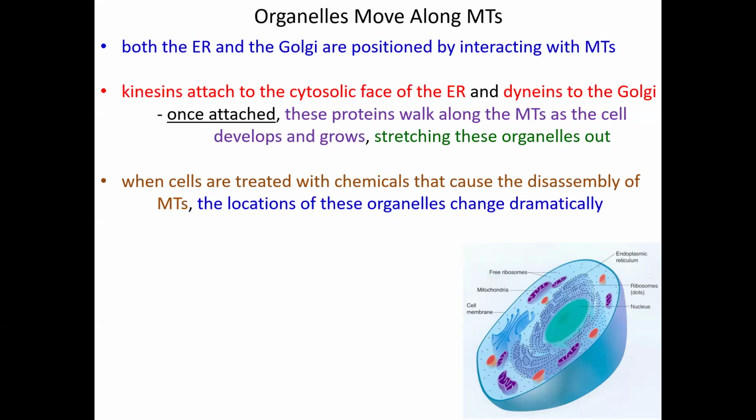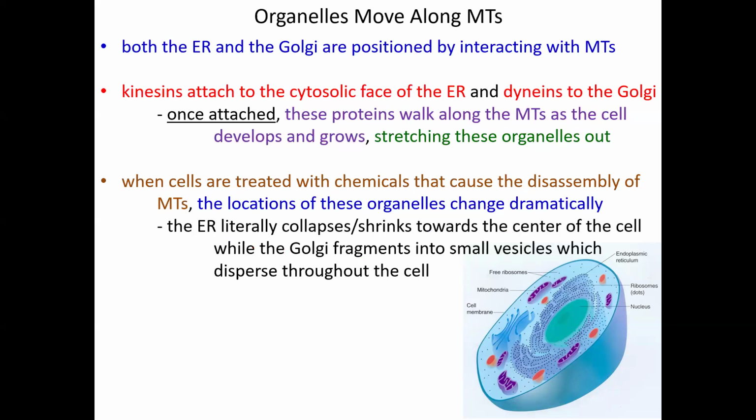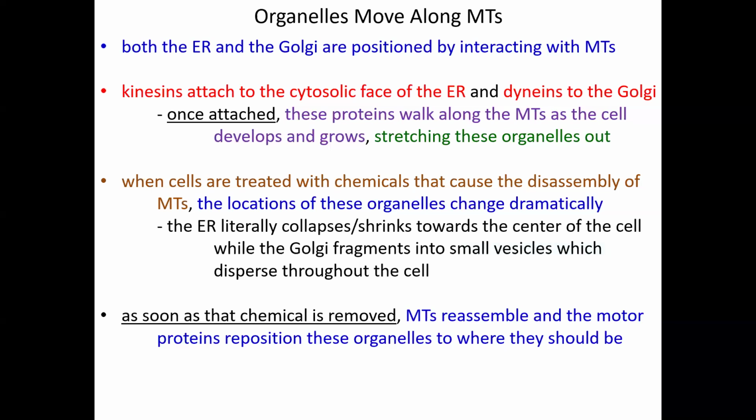We can see the importance of this because when we treat cells with chemicals that cause the disassembly of microtubules, and now dynein and kinesin have nothing to walk on to stretch those membranes out, the locations of these organelles change dramatically. The ER literally bounces back and collapses into a tiny little mass of membrane near the nucleus. And the Golgi fragments into a lot of small vesicles and completely loses its shape and integrity. So these motor proteins and microtubules are critical for cells to have the internal organization that they do.